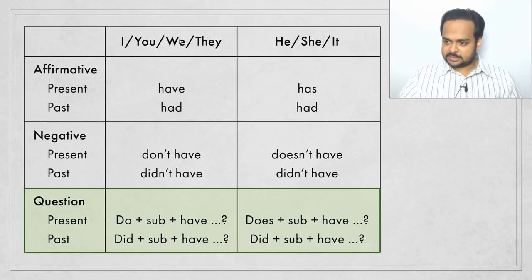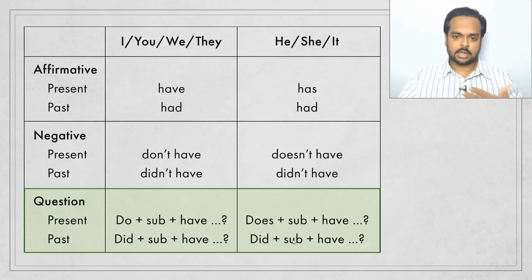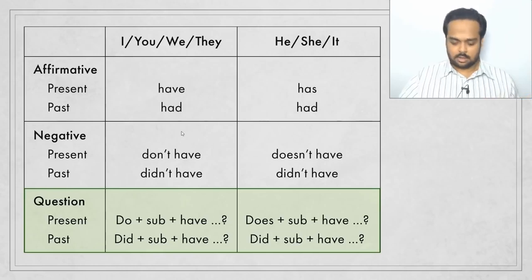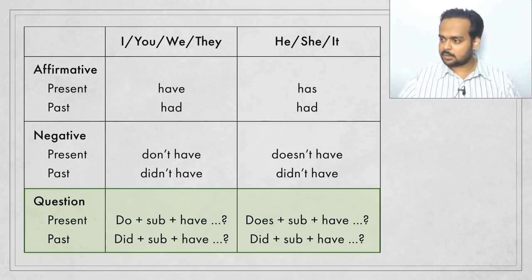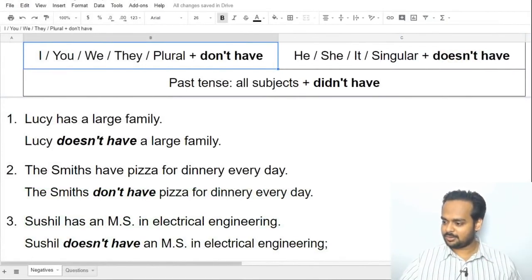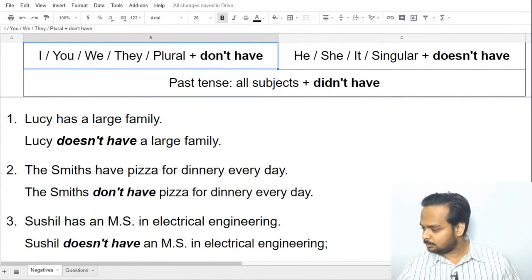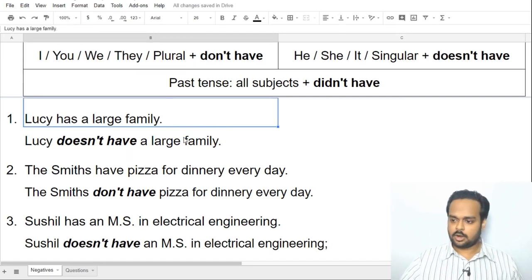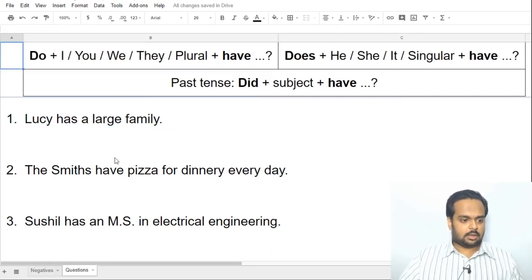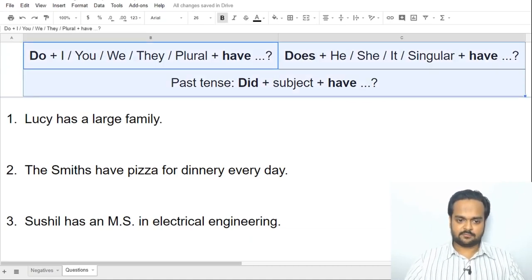So if the subject is I, you, we, or they, we put do first, then the subject, and then have, and then the rest of the sentence. If the subject is he, she, it, the do becomes does. That's all. In the past tense, we use did. So did plus the subject plus have. All right, with that, let's go back. Once again, you see the form right up here if you want to refer to it.